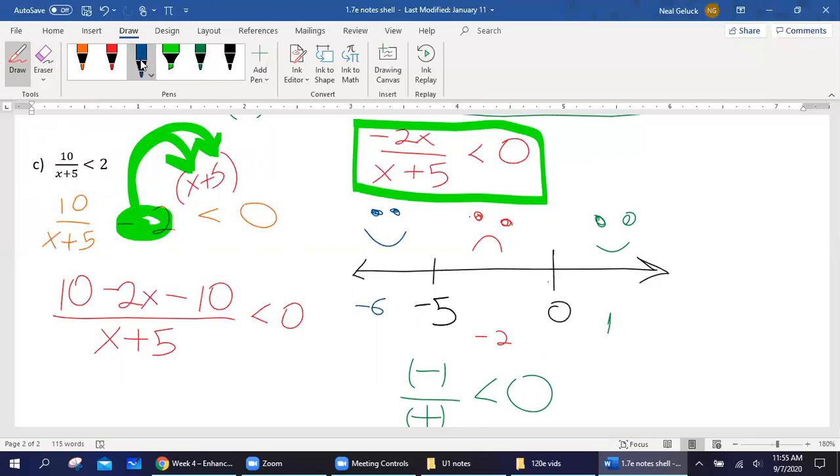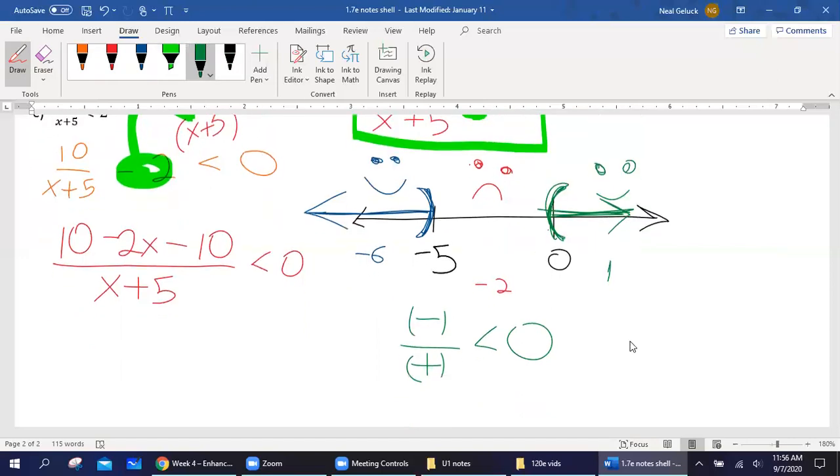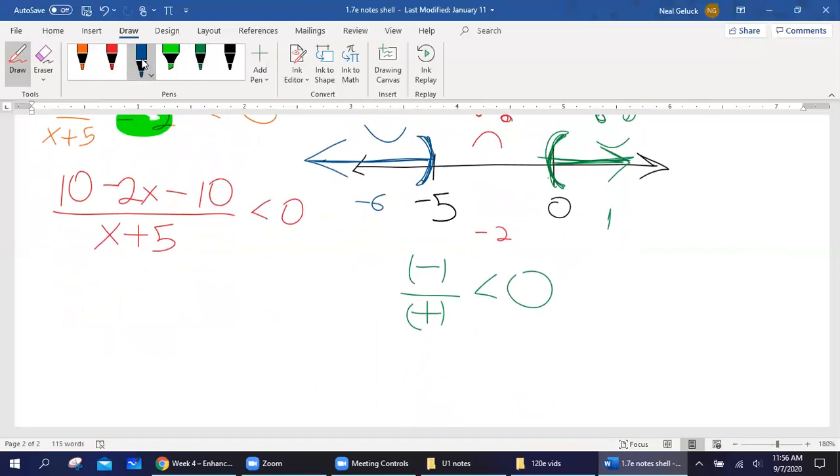And so it's stuff on the ends. This problem, I don't have to worry about the division by 0 because it did not say anything about being equal to, so we're okay there. So it's definitely going to be parentheses. So I'm going to have a parenthesis on negative 5, shooting to the left. A parenthesis on 0, shooting to the right. And so my interval notation answer would be negative infinity, negative 5, in union with 0 to infinity. That does it for 1-7.